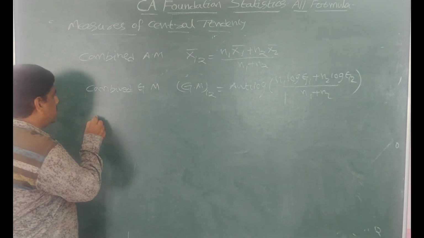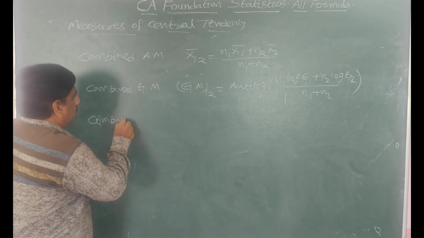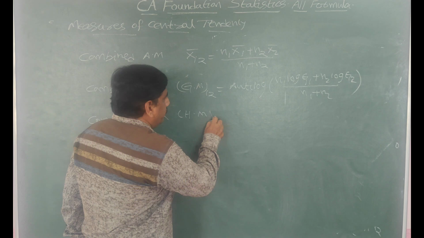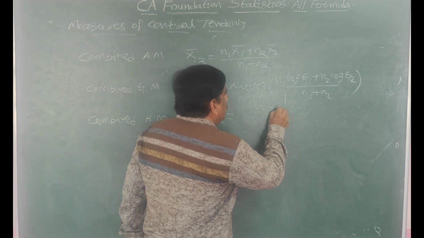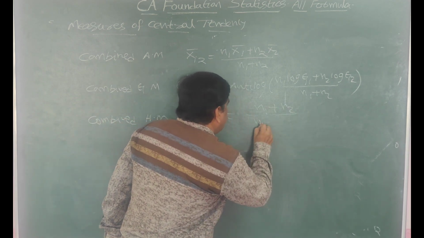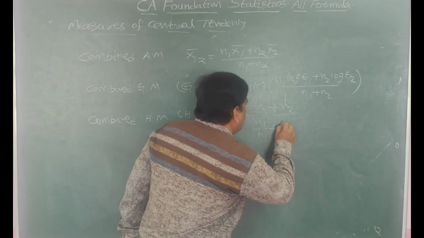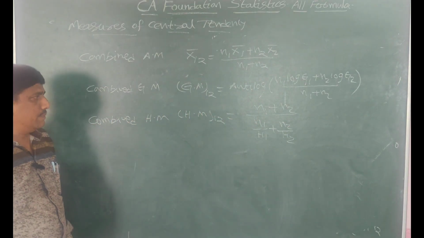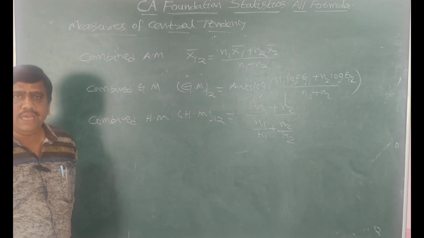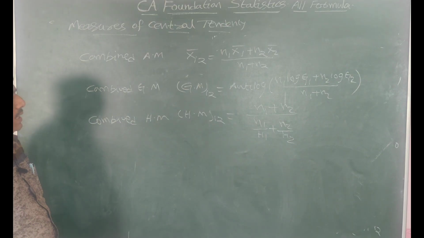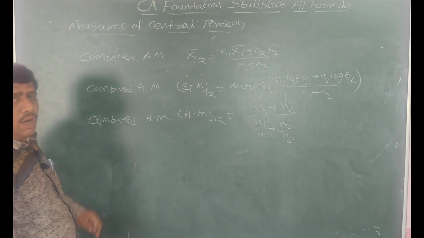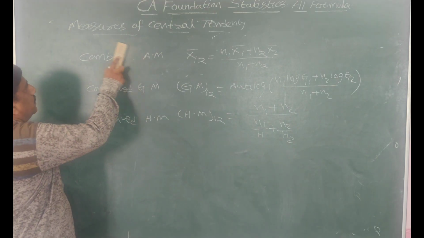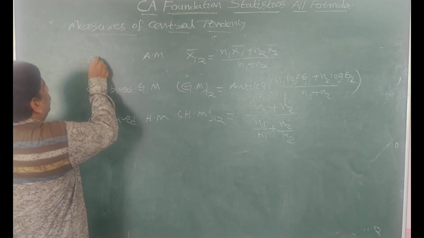Similarly, we have combined HM also. The combined HM formula is HM12 equals (n1 plus n2) divided by (n1 by h1 plus n2 by h2). This is the combined HM formula. After this, we will go to weighted AM, weighted GM and weighted HM. First of all, weighted AM.